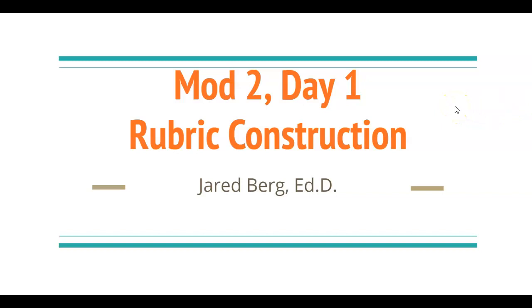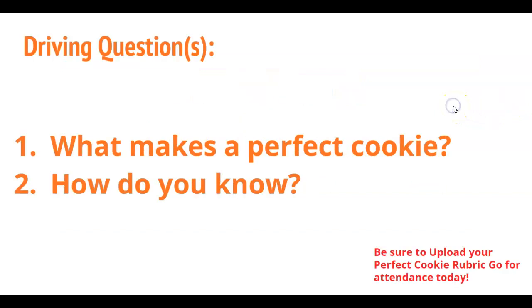So as you are completing that, let's begin our first foray into rubric construction and design. Here are the two questions driving the lesson today, and it might sound kind of strange, but the first question is, what makes a perfect cookie? Like a chocolate chip cookie that, if we were meeting face to face, I would have warm and waiting for you down in the library classroom. And then secondly, how do you know?